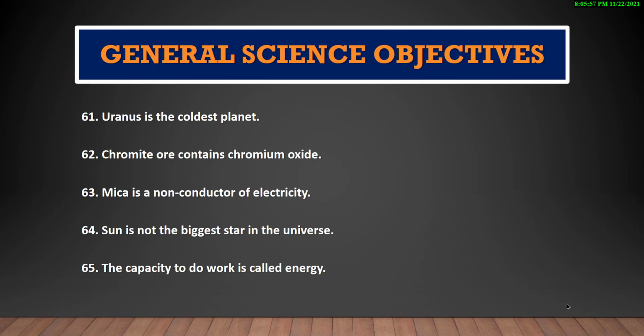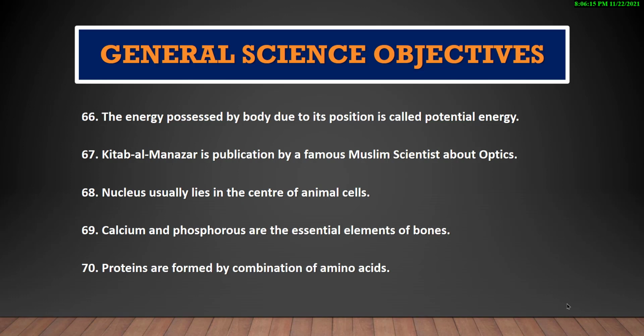Mica is a non-conductor of electricity. Sun is not the biggest star in the universe. The capacity to do work is called energy. The energy possessed by body due to its position is called potential energy. Kitab al-Manazir is publication by a famous Muslim scientist about optics. Nucleus usually lies in the center of animal cells.